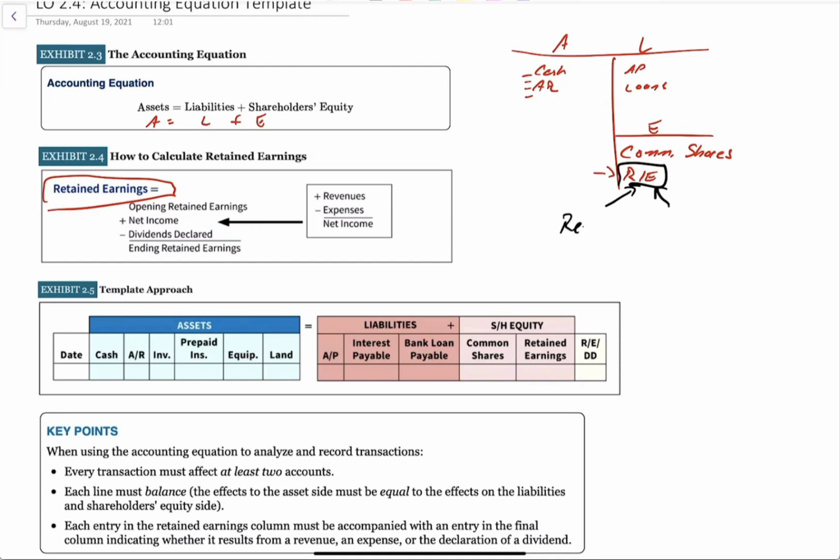R also stands for revenues and E stands for expenses. So retained earnings is the result of revenues minus expenses, which equals profit, or as we refer to it, net income. So that means that retained earnings has your beginning retained earnings plus income minus dividends. That gives you your ending.